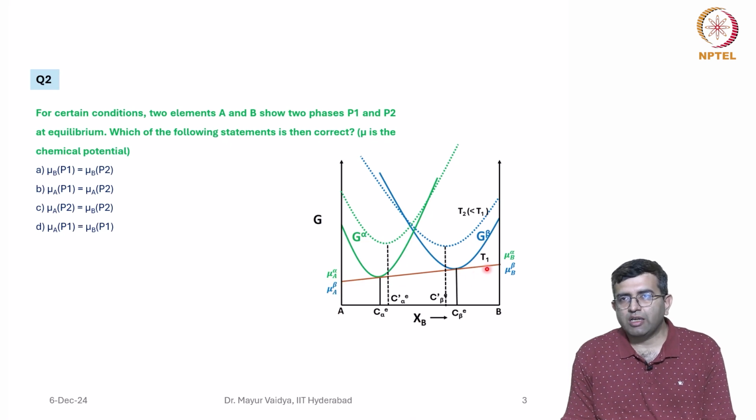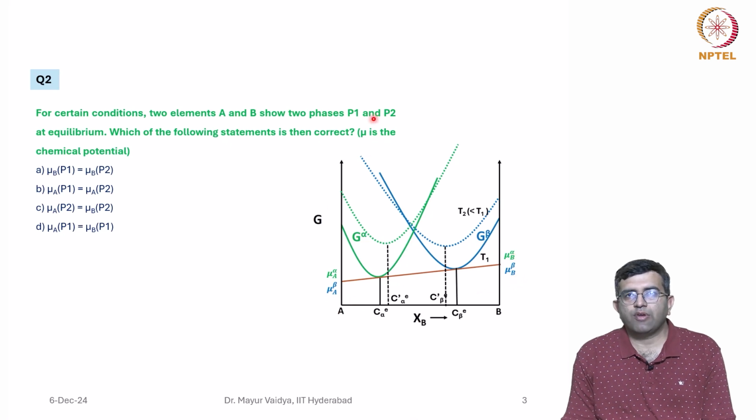Similarly, wherever it intersects the B axis, it will not only give me mu B in alpha, but mu B in beta as well. Therefore, what it means is that when the two phases are in equilibrium, mu A in alpha has to be equal to mu A in beta. Similarly, mu B in alpha has to be mu B in beta.